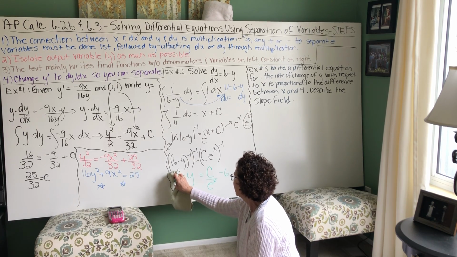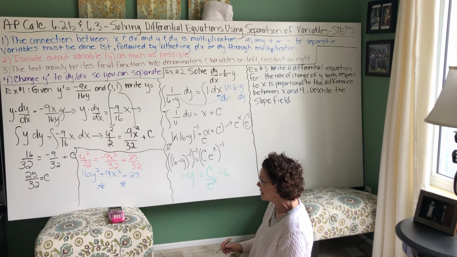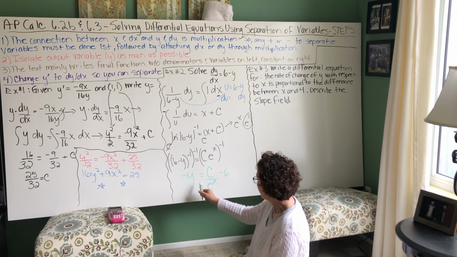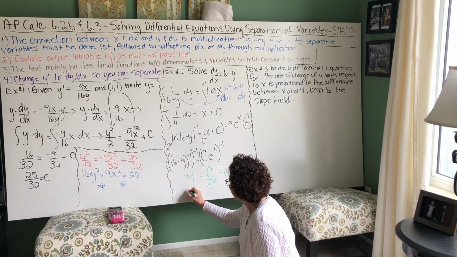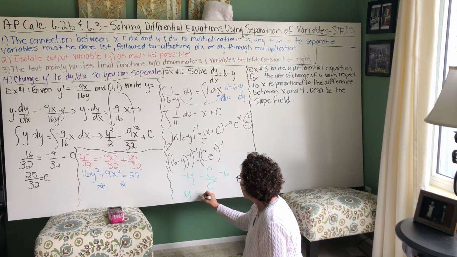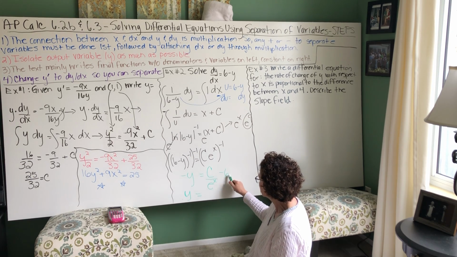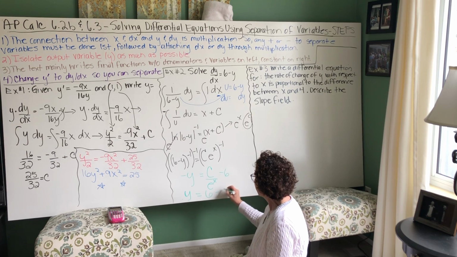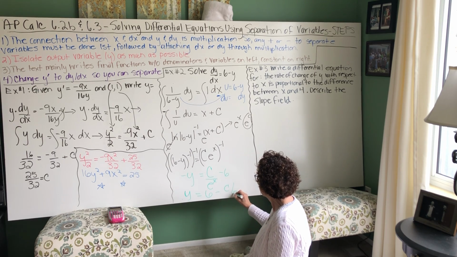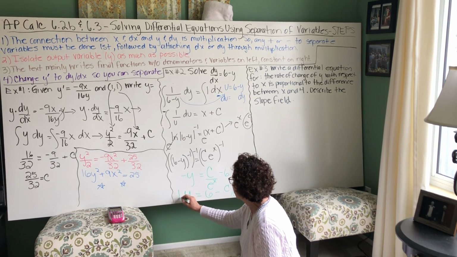And now, thank goodness, I just need to get rid of the negative on the y. So we're way down here. I'm going to go through and multiply each term by a negative. And this is your final answer.